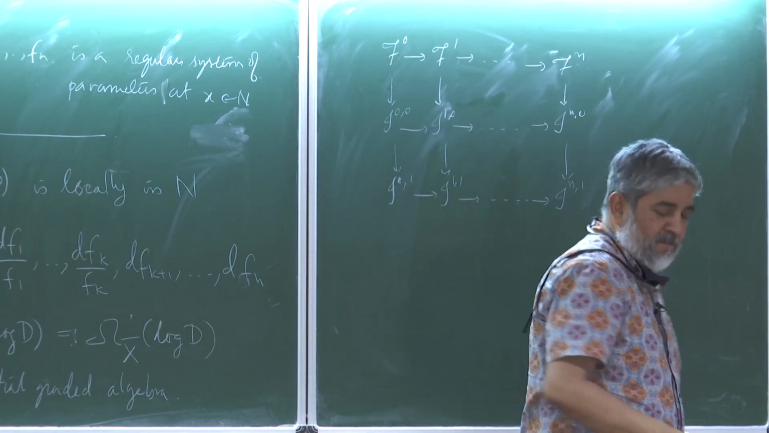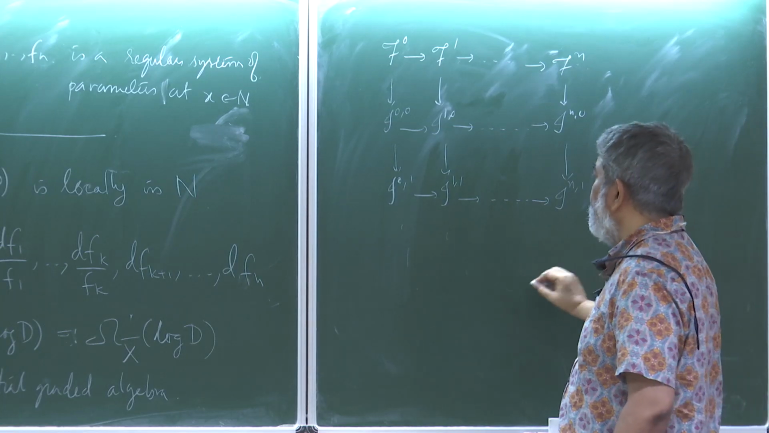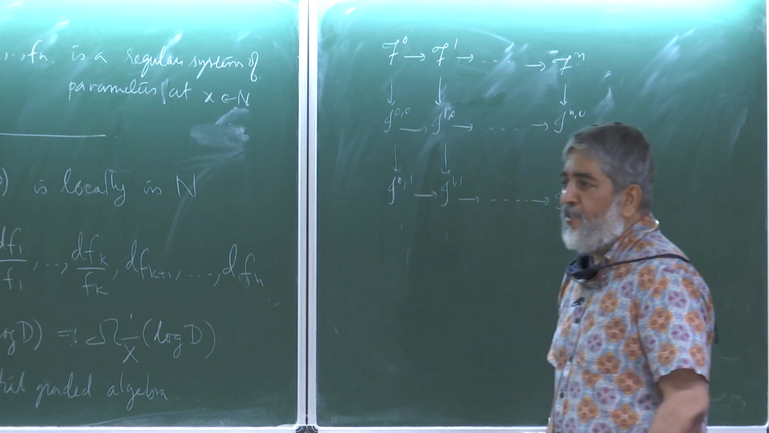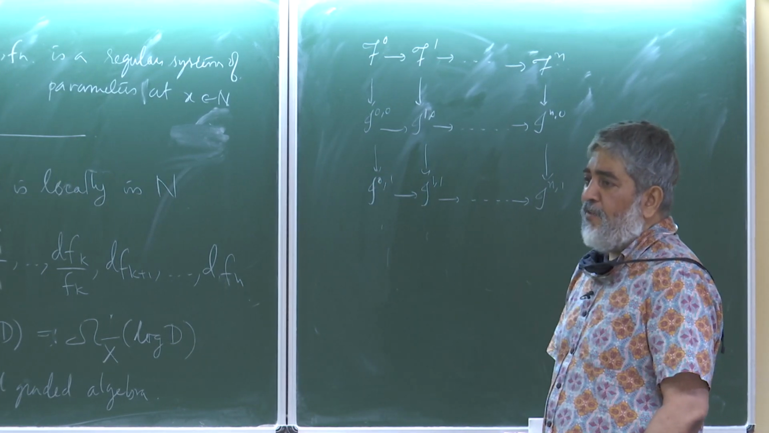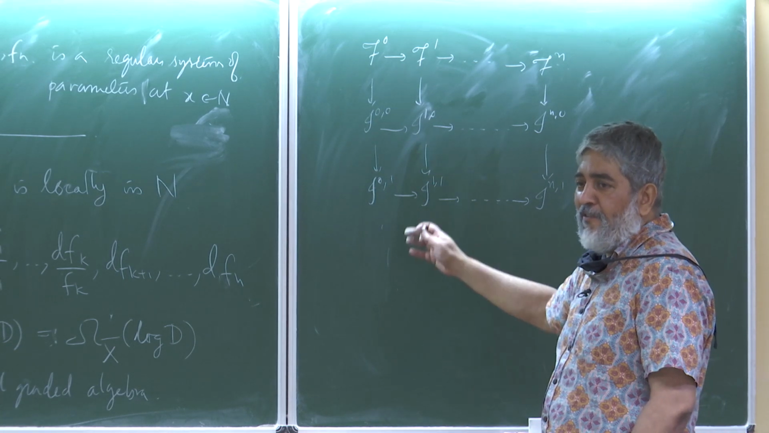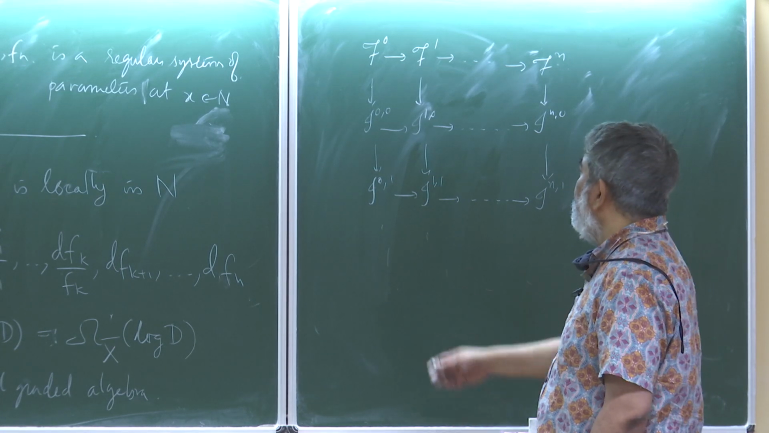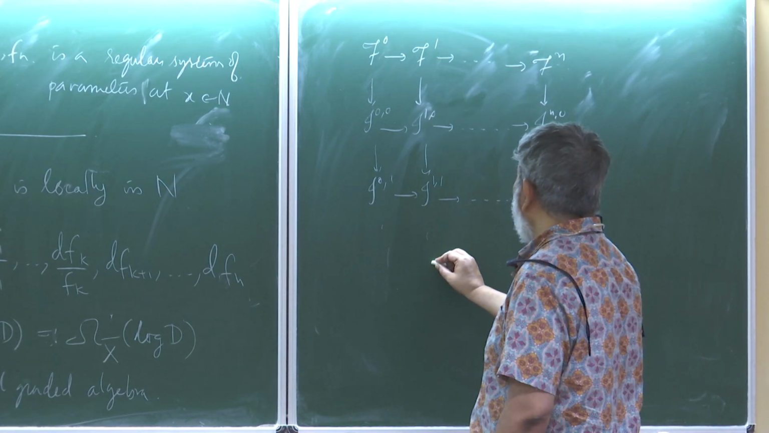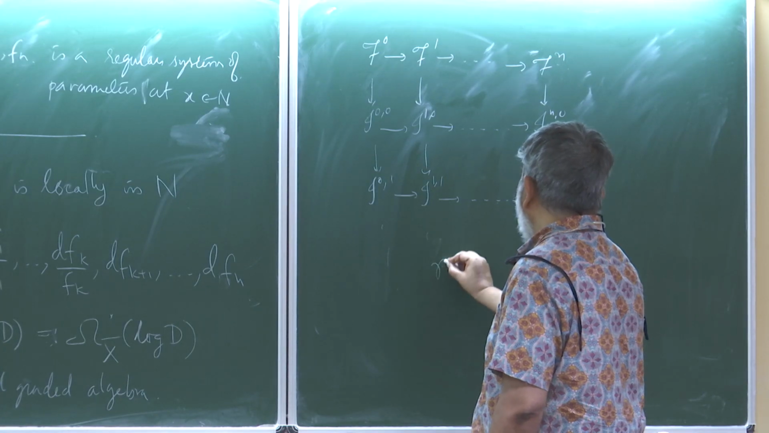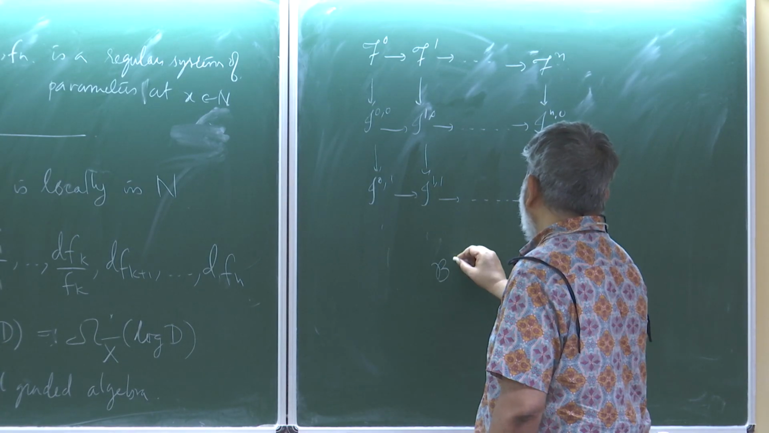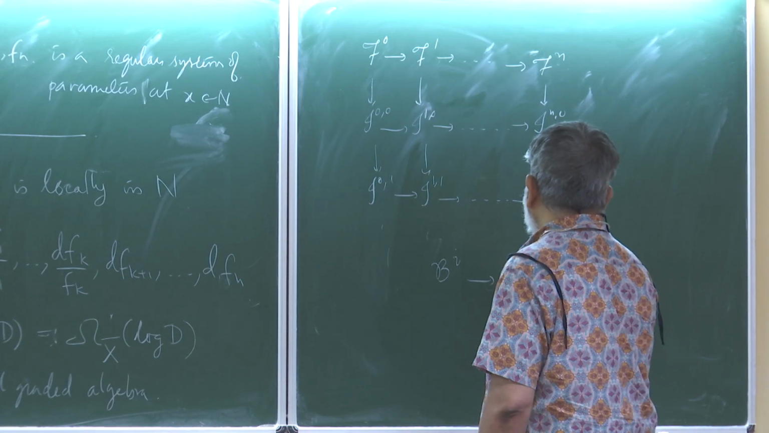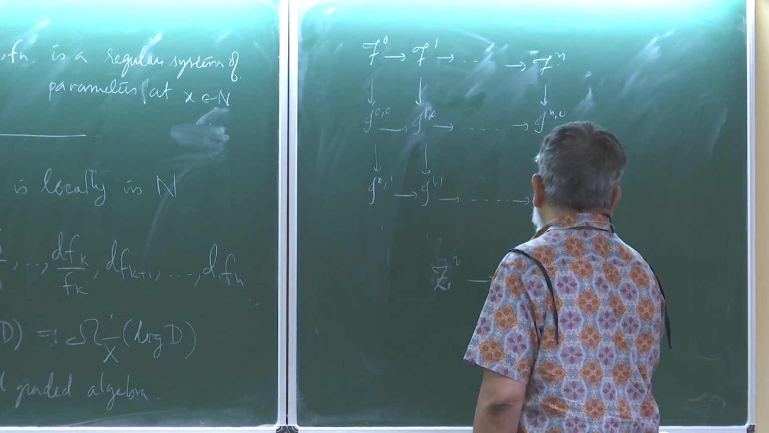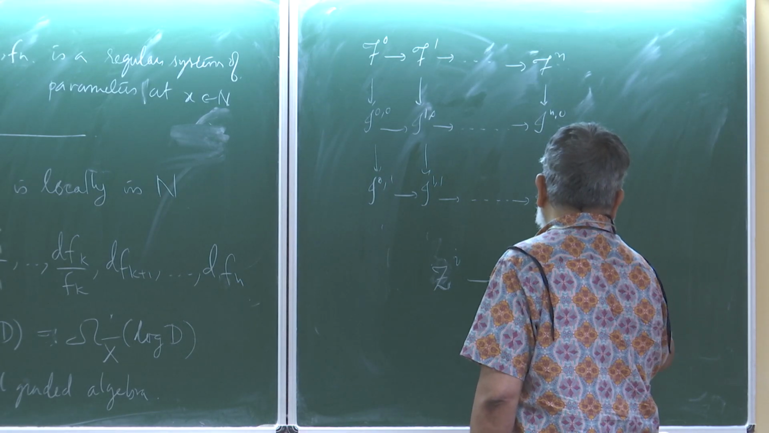You can make a double complex, and then one can take the total complex of this double complex and take its cohomology, and one can show that it is independent of the choice of simultaneous resolutions. Simultaneous resolution, by the way, means that each of these complexes you can split into, for example, Bi goes to Zi goes to Fi goes to Bi plus 1 and so on, right?